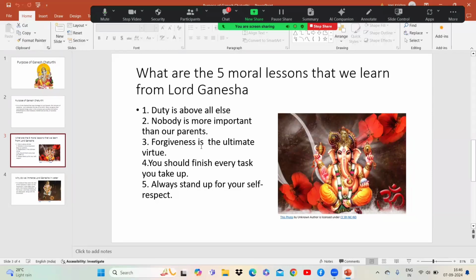Third one, forgiveness is the ultimate virtue. Fourth one, you should finish the task you take up. Fifth one, always stand up for your self-esteem or self-respect. So these are the 5 points Lord Ganesh emphasizes for the people. So those who worship this god, Lord Ganesh, have to imbibe these 5 qualities, these 5 virtues. In fact, they are so helpful to us in our real day-to-day life.